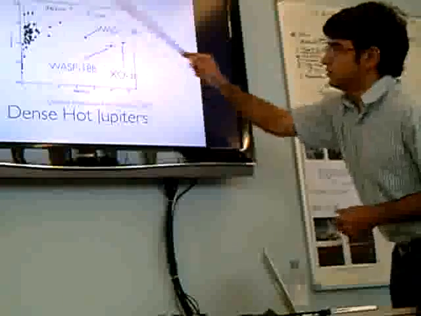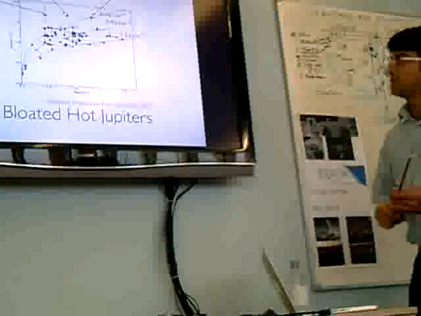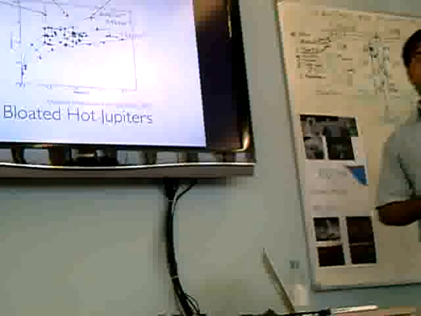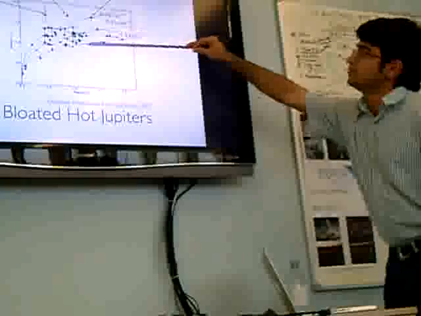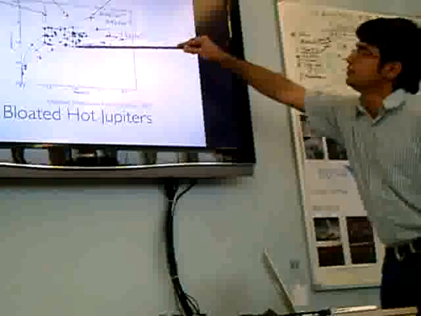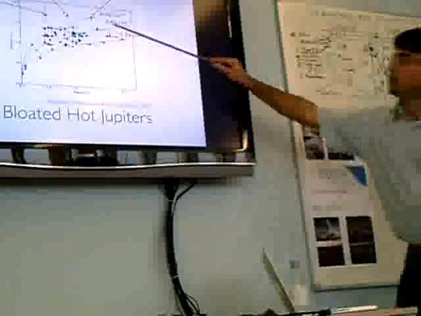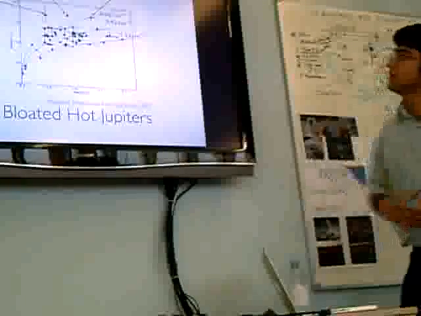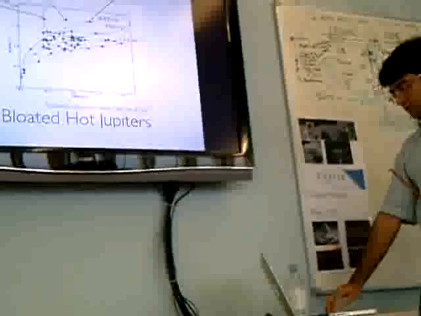I'll zoom in on these ones, which represent the bloated planets that you may have heard of. They have densities much lower than Jupiter, although having comparable masses. That's HD 209458b here. Keep that in mind. I'll come back to it.